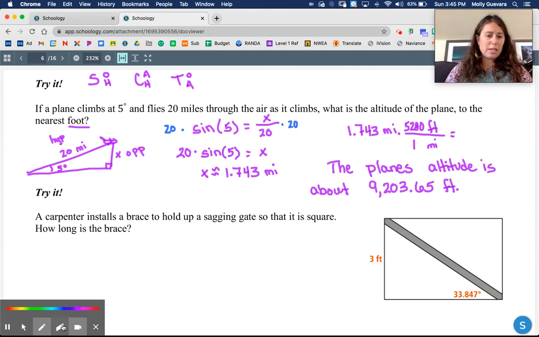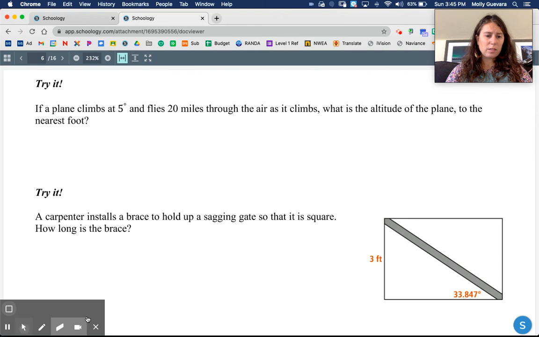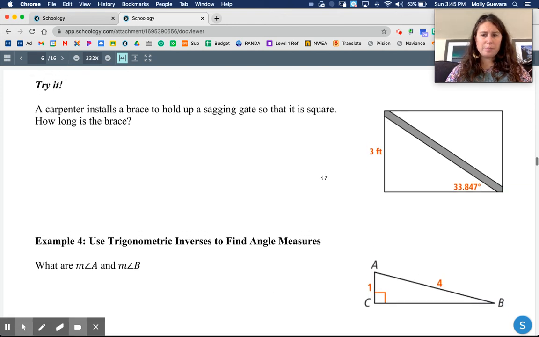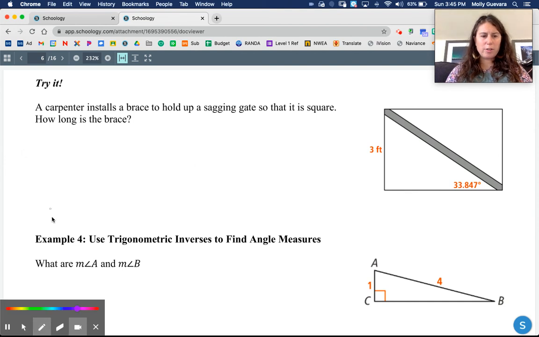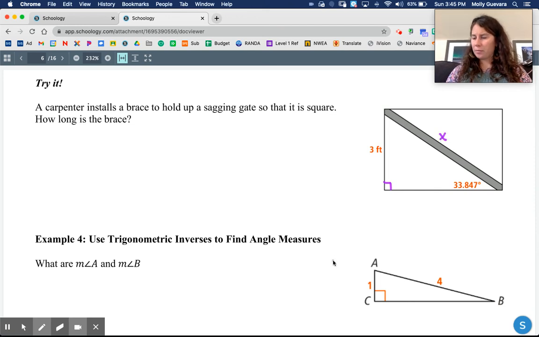So again, just using that trig function. Okay, we have another try it here. I have a right triangle. It says a carpenter installs a brace to hold up a sagging gate so that it's square. This is a right triangle. I want to know how long is the brace. It's right there. So here's the angle I know. I have to ask myself, what sides do I know using SOHCAHTOA?